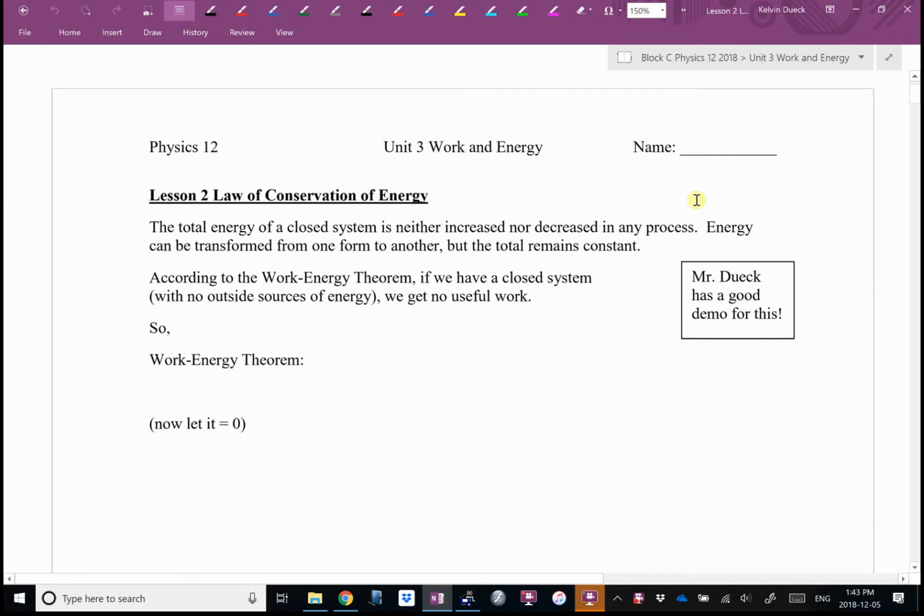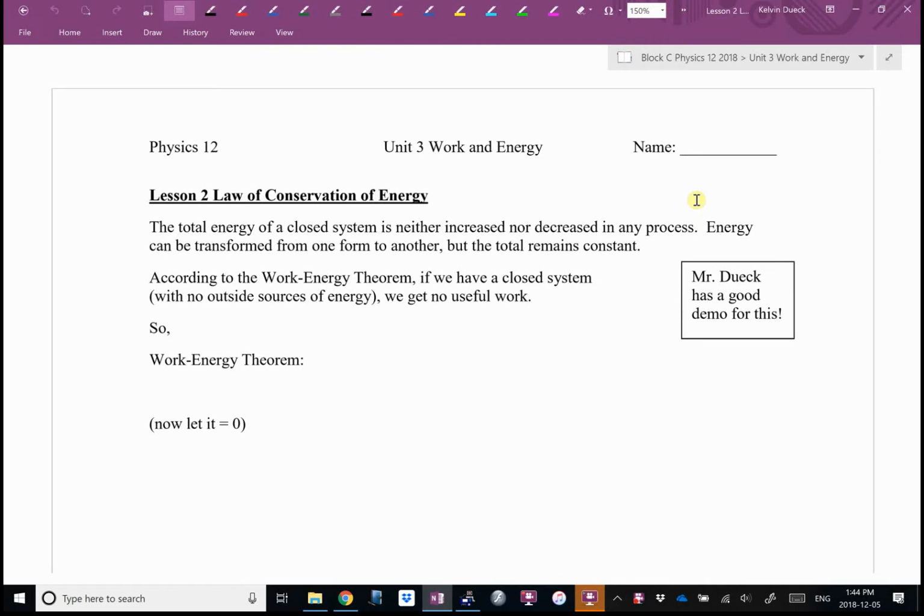The law of conservation of energy. This fundamental law of the universe says this. The total energy of a closed system, and what I mean by a closed system is one where you have not attached a battery or attached a motor, or you have no outside energy sources. There's not something adding energy to the system. So you haven't attached a motor, you haven't attached a battery, you haven't added gasoline or gunpowder or something like that.